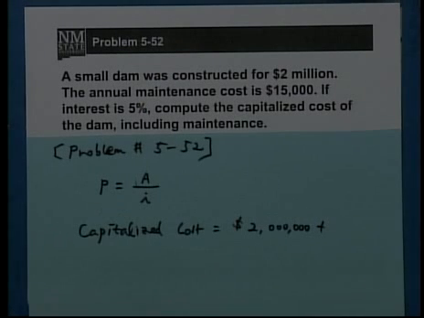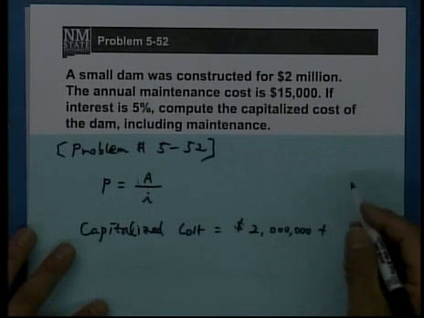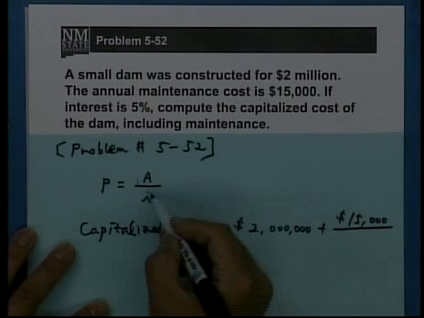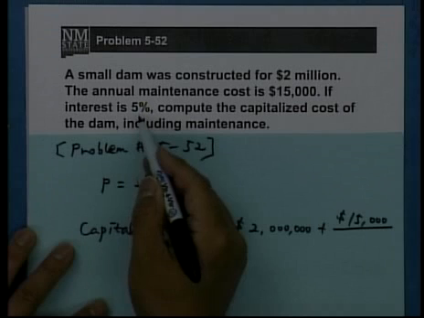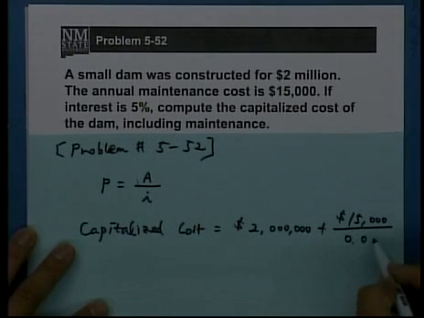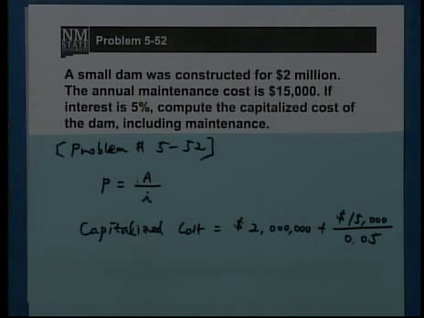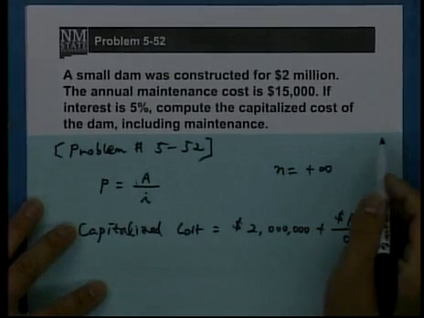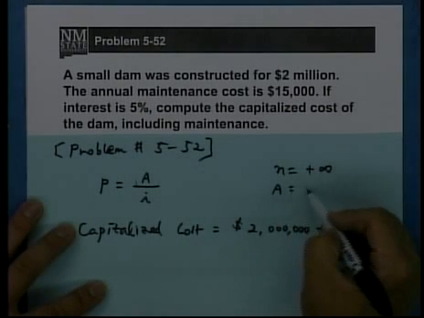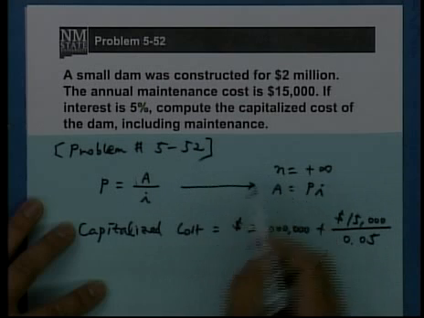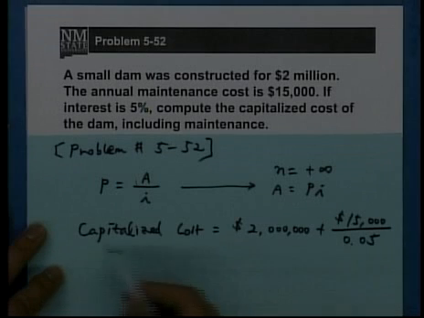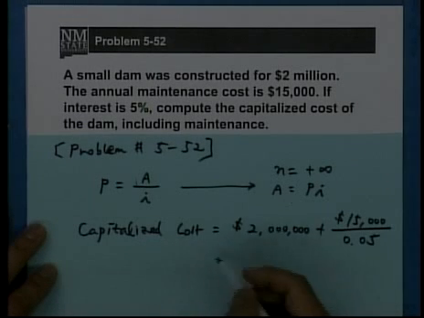Plus annual maintenance cost of $15,000, right? So $15,000 divided by i. What is i? Which is given as 5%, so 0.05. We know that for n goes to plus infinity, A becomes P times i from this, right? So this will give you the capitalized cost for this case.